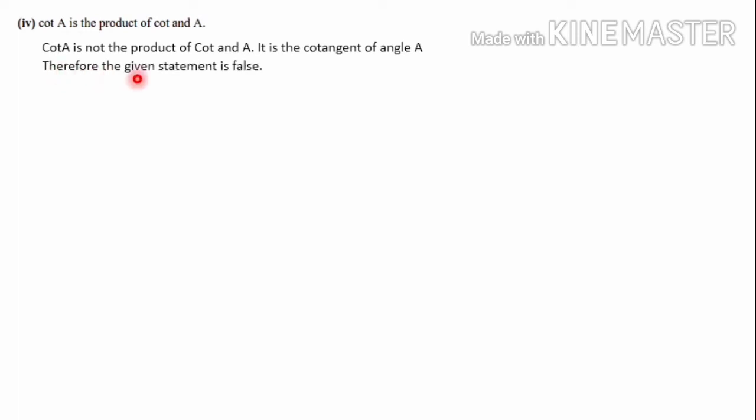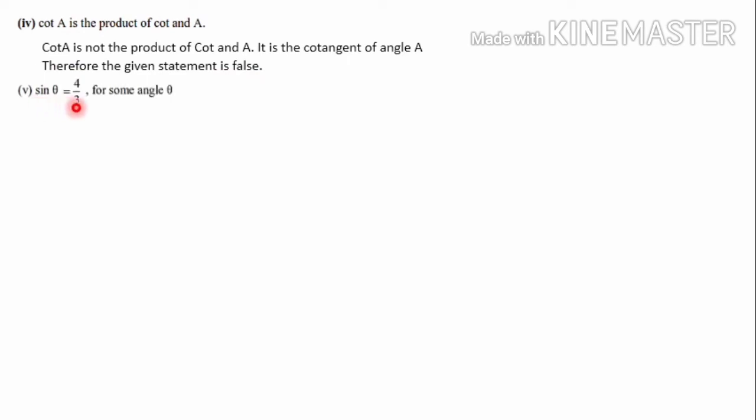The next statement is that cot A is the product of cot and A. Here cot A is not the product of cot and A. It is the cotangent of angle A. Means we cannot simply split cot A like cot and A. Cot A together we call a trigonometric ratio, and it is a short form of cotangent of angle A. Means the given statement is false.